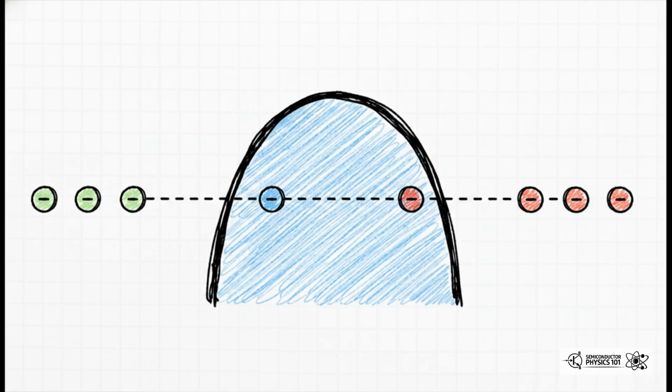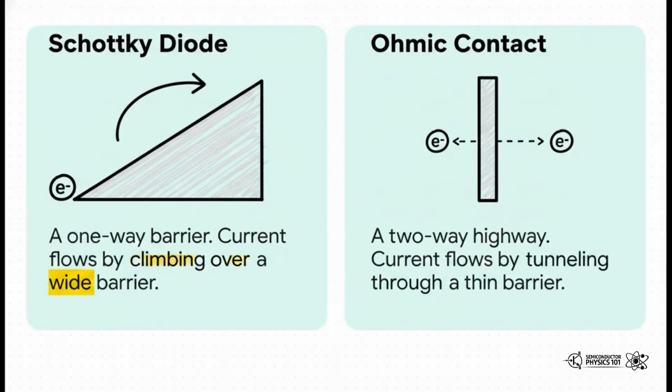We've built our highway. So, at the end of the day, that simple metal-to-semiconductor junction has two totally different destinies. If you have a wide barrier, the electrons have to climb over it, and you get a one-way Schottky diode. But if you engineer an ultra-thin barrier, the electrons just tunnel right through, and you get a two-way ohmic contact.